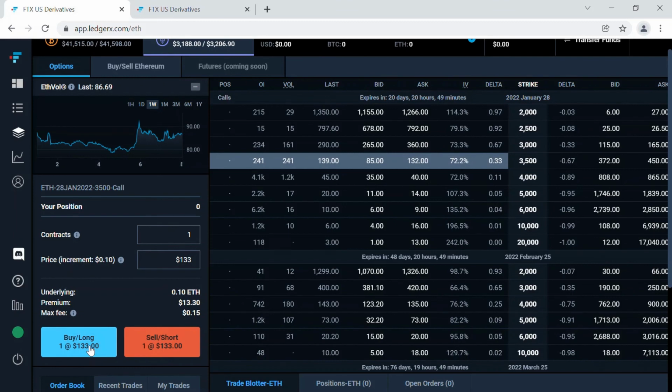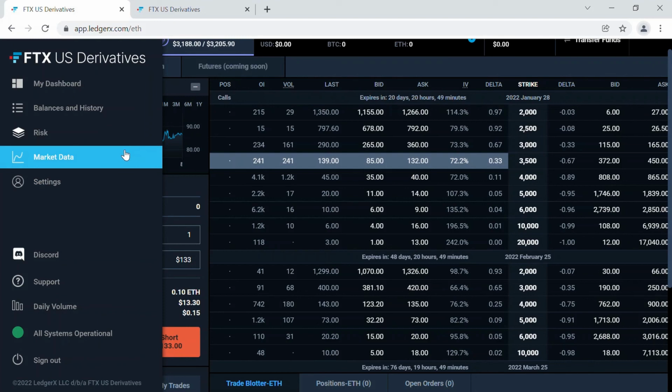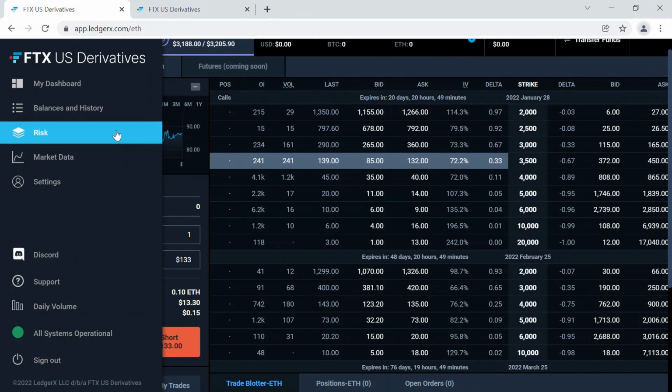Also, if you're new to trading options, this website has a lot of great resources. They show daily volume, they have market data, they even have risks showing the Greeks as well as the volatility of all the options and their strikes. So this is a great place to start.